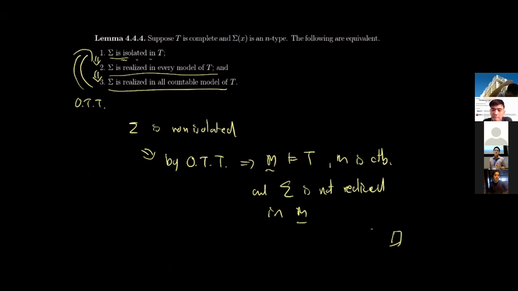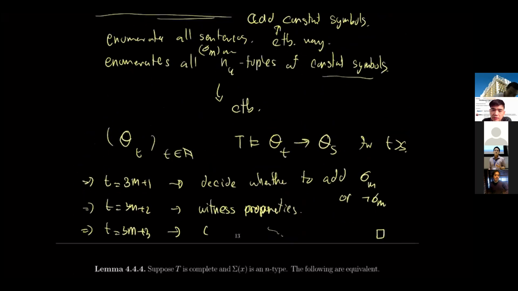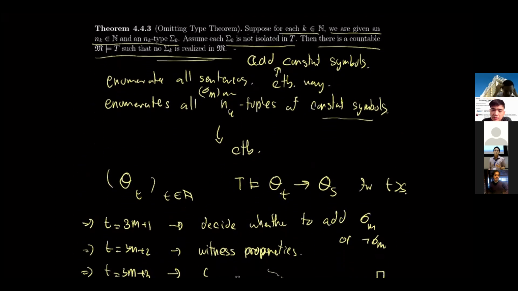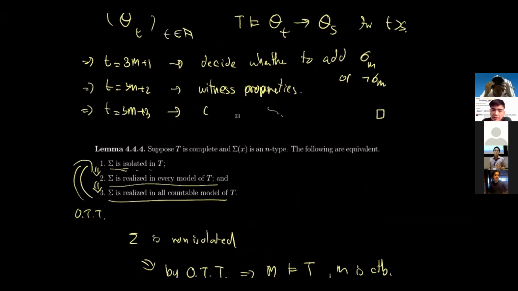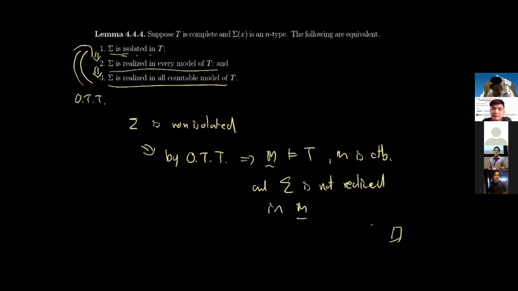Thank you. Yeah, and I remember now that it is not about the completeness, right? I was just thinking about this part, and it kind of messed up my memory, because I wanted to say something like if T is complete, then isolated means it is realized in every model of T. So I think that's probably what messed up my memory.